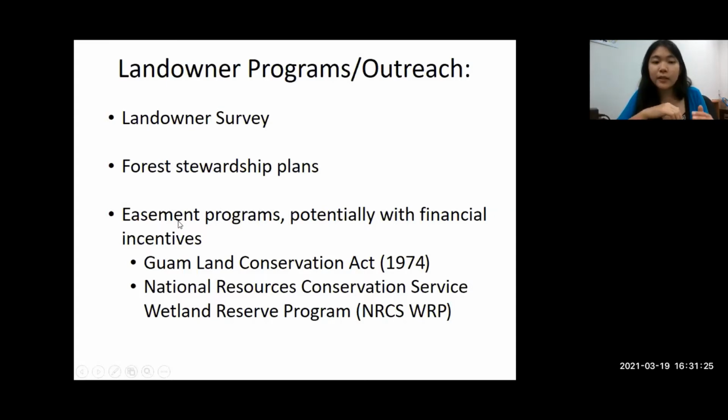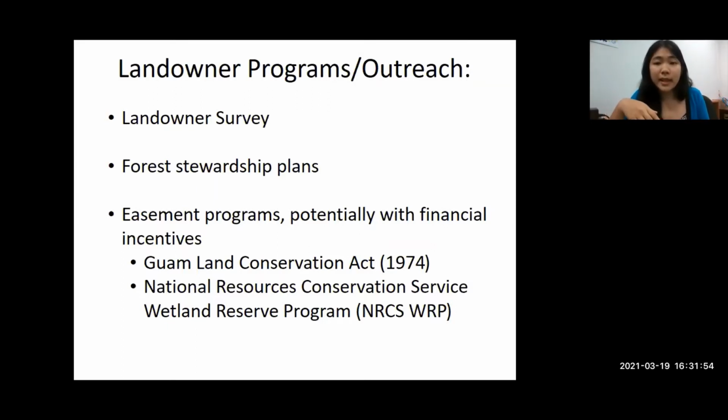Easement being kind of like a formal arrangement or a contract where a landowner limits certain uses on their land or allows people access to their land. And often they get like a tax break or something in return. So the Guam Land Conservation Act allows people to form kind of like easement agreements where they can make designated areas for wildlife conservation or wildlife habitat.